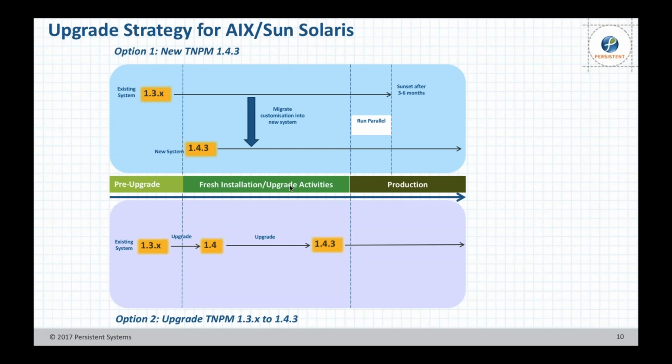The other option here is basically to go through the traditional upgrade path, which is upgrading from an existing 1.3x system, could be 1.3.2, upgrade it to TNPM 1.4, and then from there we upgrade one more time to TNPM 1.4.3. So in this scenario, you are reusing the existing hardware, and one of the high-level upgrade steps that I'm going to provide will be focused on these traditional upgrade steps, which is from TNPM 1.3x to 1.4.3 on the same hardware.